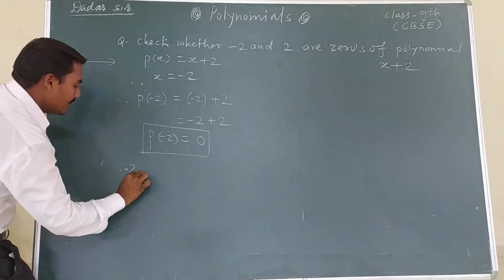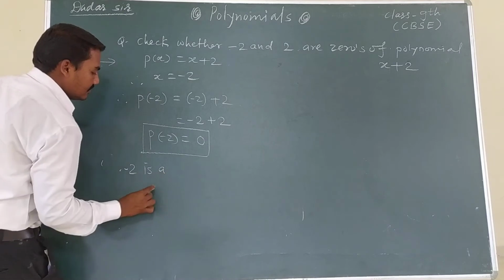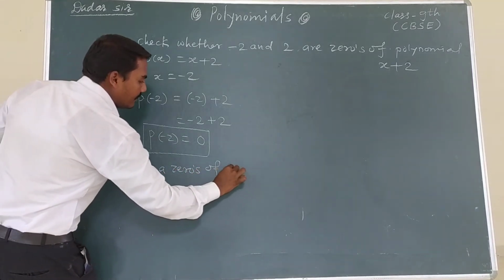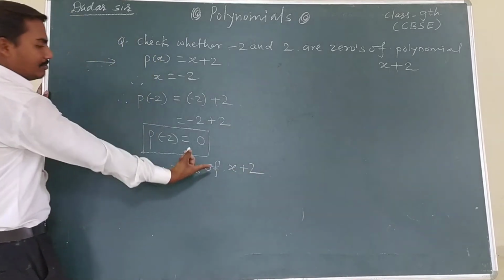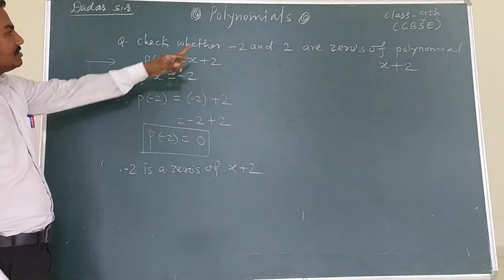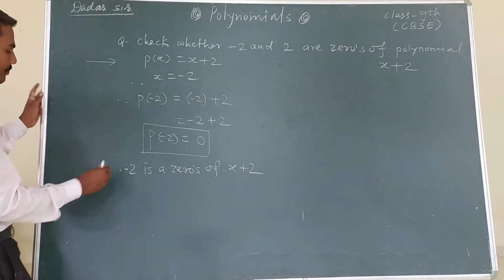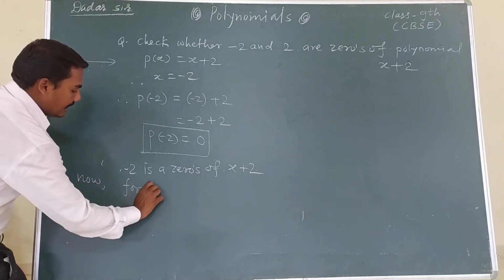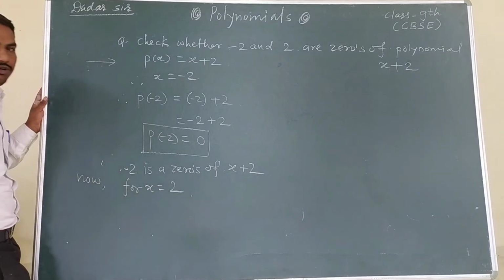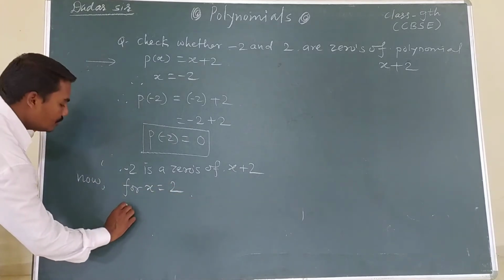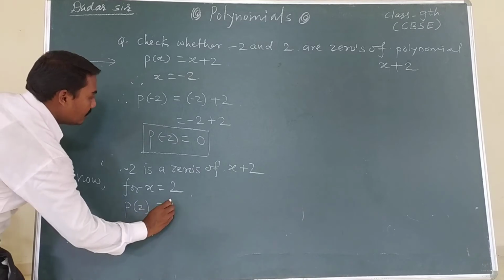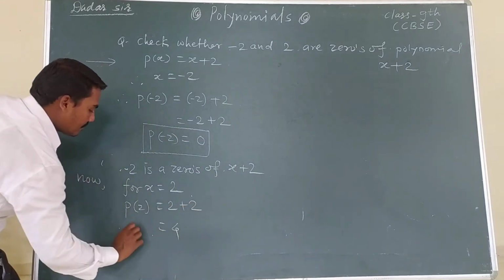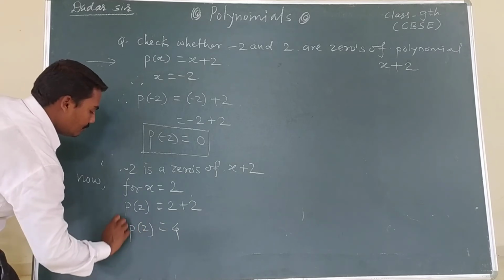So minus 2 is a zero of the polynomial x plus 2. Now second, we have to check plus 2. For x is equal to plus 2, P of 2 is equal to, in place of x, 2 will come. 2 plus 2 is 4. So P of 2 is equal to 4.